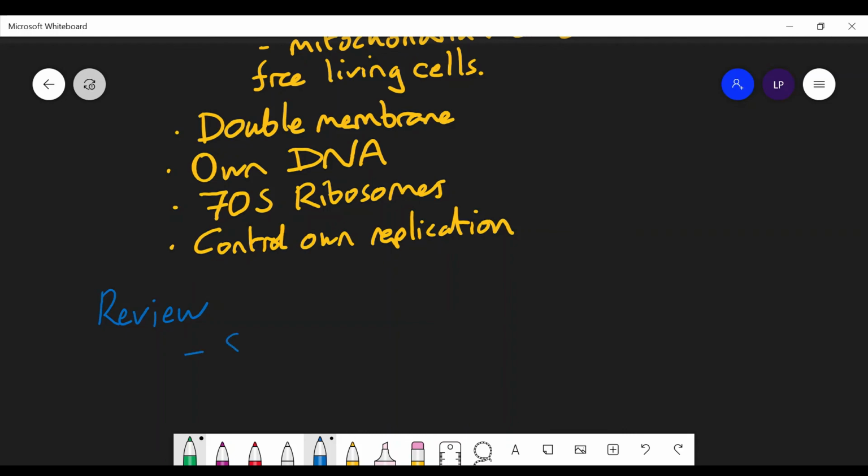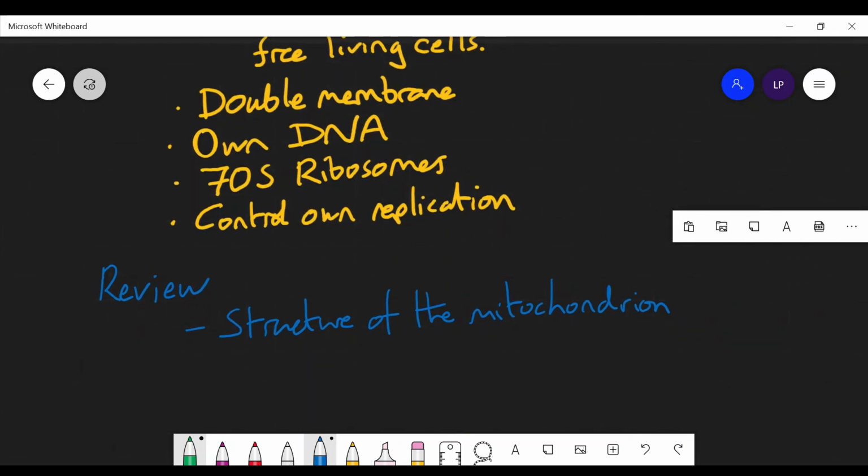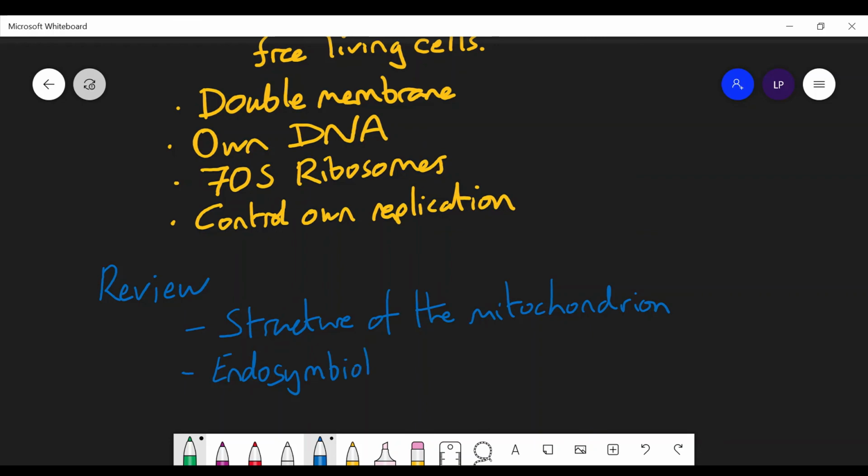So, to review today's lesson, we learned the structure of a mitochondrion from the cristae and the matrix, the outer and inner membrane, its DNA and its ribosomes. And all these parts will play a role in aerobic respiration. And of course, the theory we just went over, the endosymbiotic theory, which is one of my favorite theories. And it's really quite fascinating at how this organelle evolved over time.